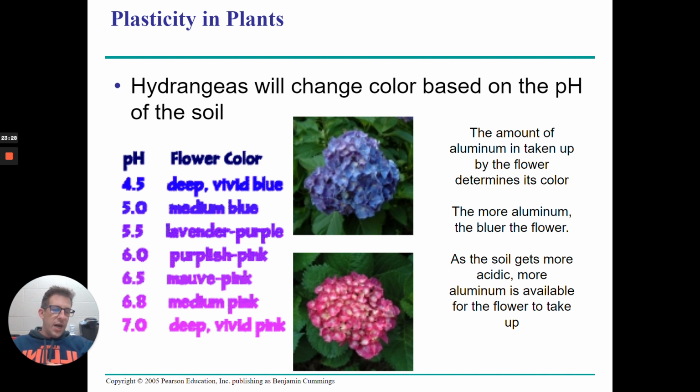Okay? And it's this aluminum that gets taken up by the plant. If the pH is really, really low, it makes this aluminum more available. The acid makes the aluminum more available, and then the flower can take it up, and it's this aluminum that causes the color change to go to blue. So really it's not a genetic effect at all when you think about it. It's a physical, environmental effect that changes the color of these plants. It's kind of an interesting phenomenon, but this is an example of phenotypic plasticity in plants.